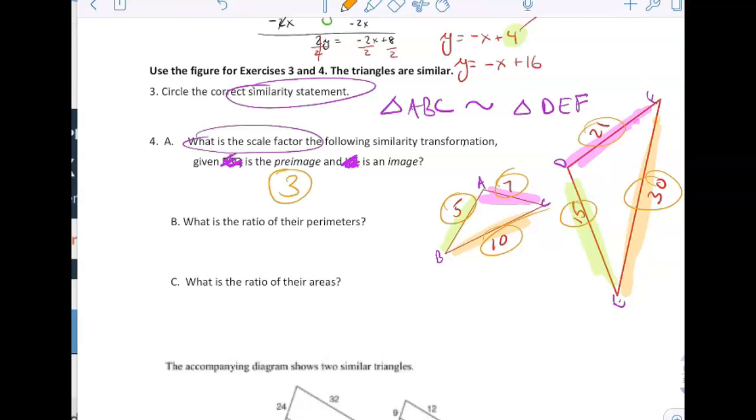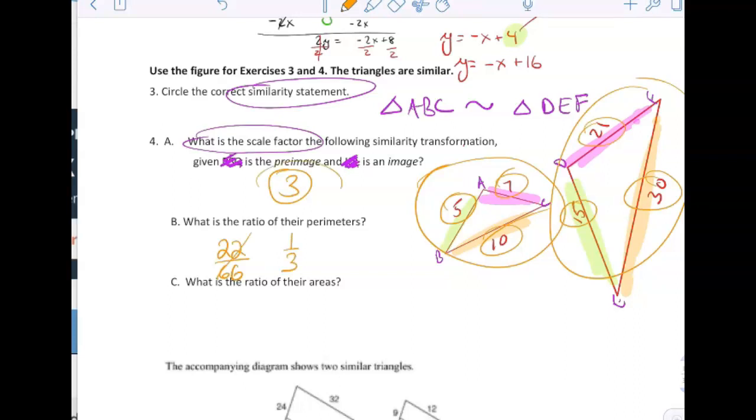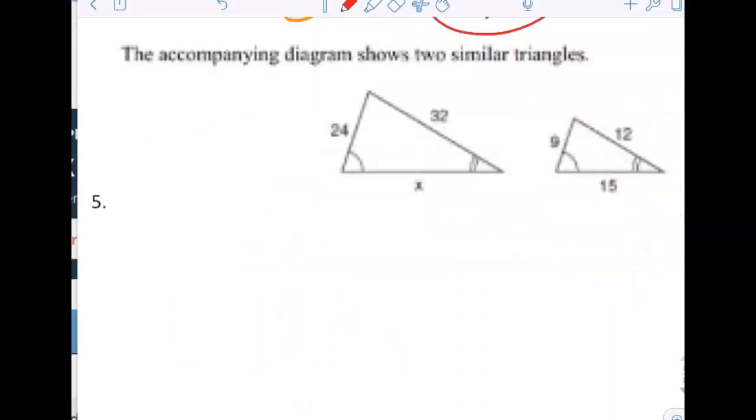The ratio of their perimeters. Well, the perimeter of the first one is 5 plus 7 plus 10. The perimeter of the second one would be 66. So the ratio of the perimeters is 22 to 66. That actually reduces to 1 to 3, which makes sense, right? Because the scale factor was 3. So what's the ratio of their areas? You don't even need to know the areas. You just need to know to do this. 1 to 9. Square the other one.